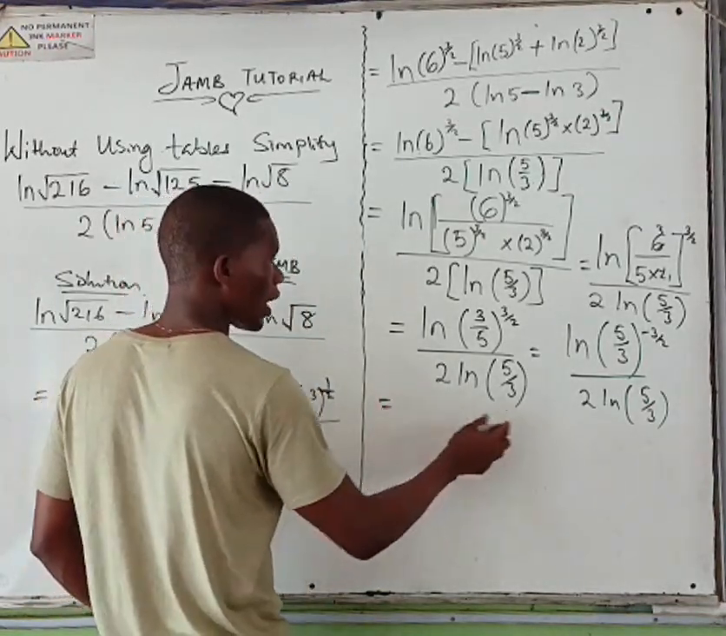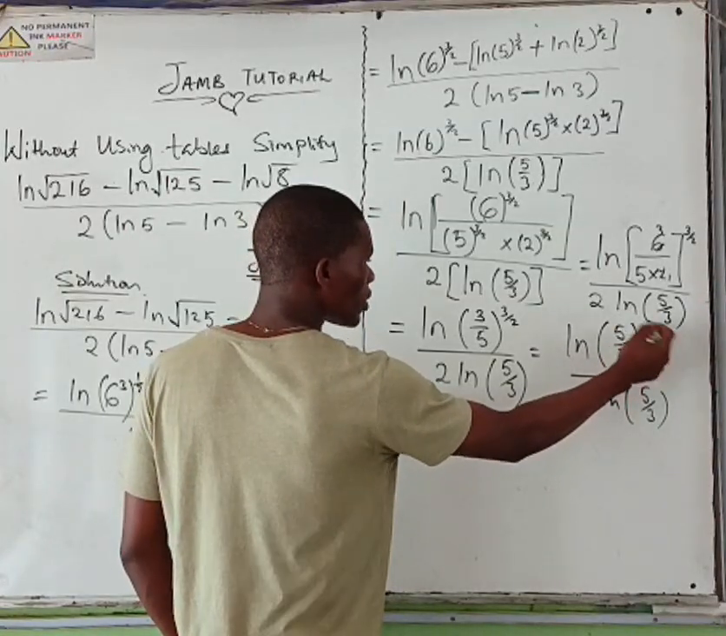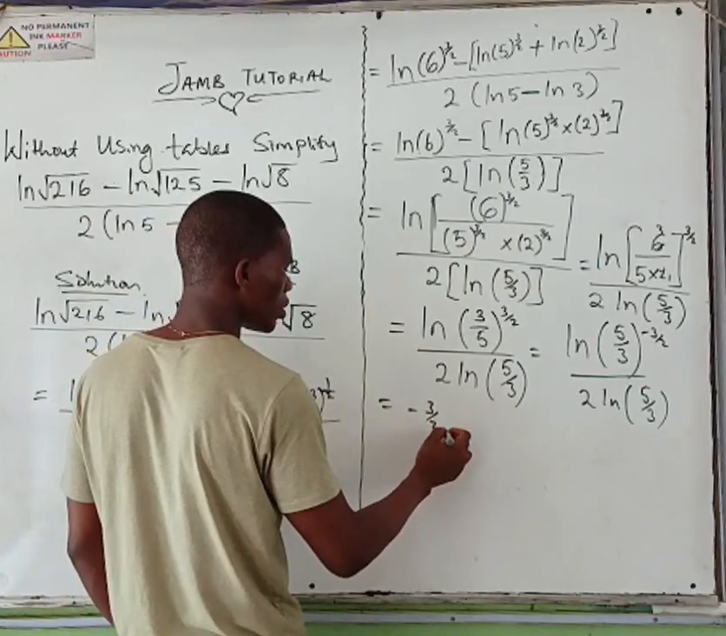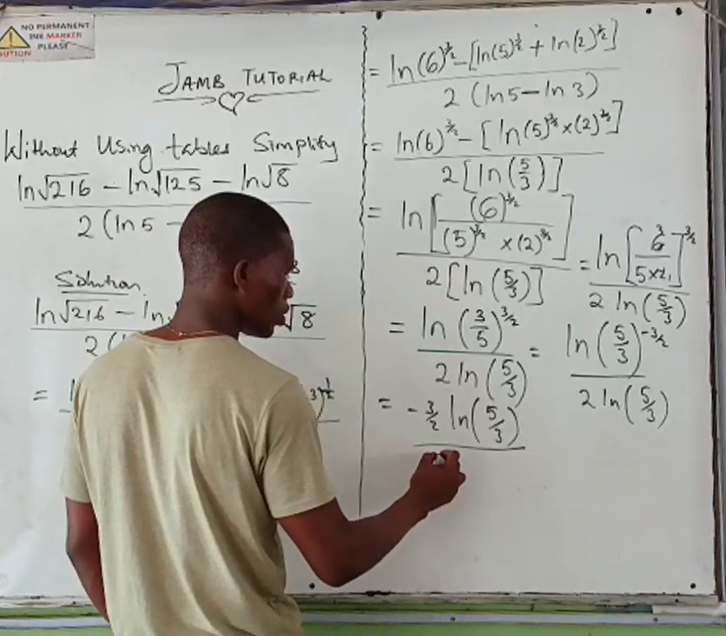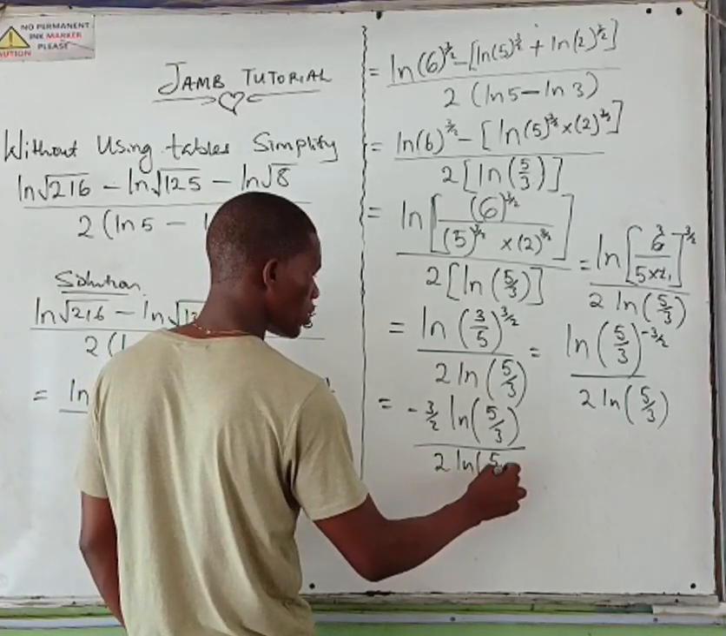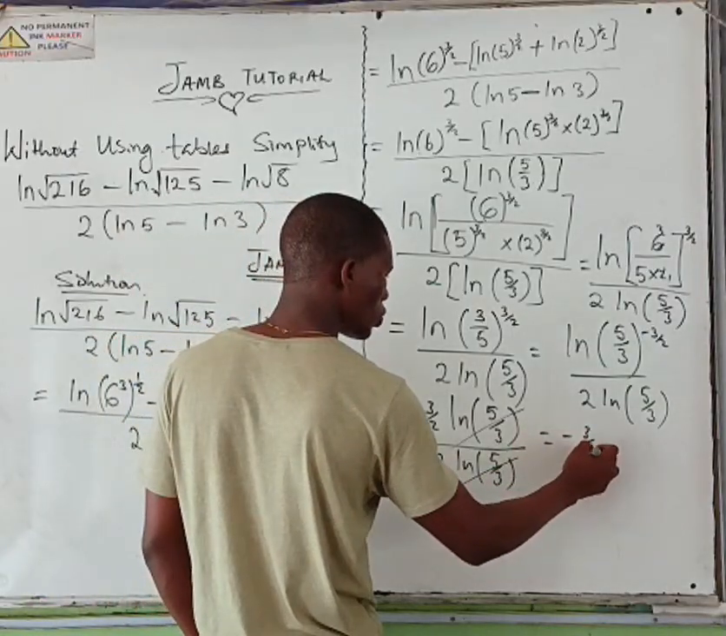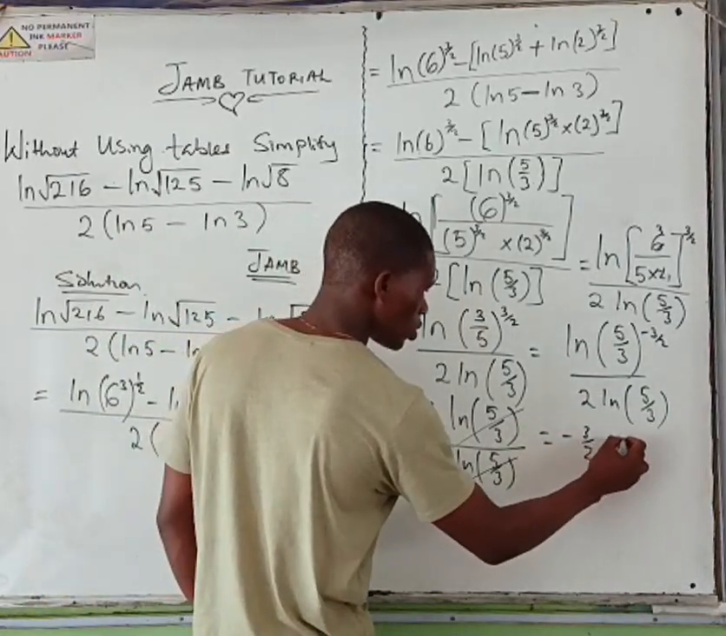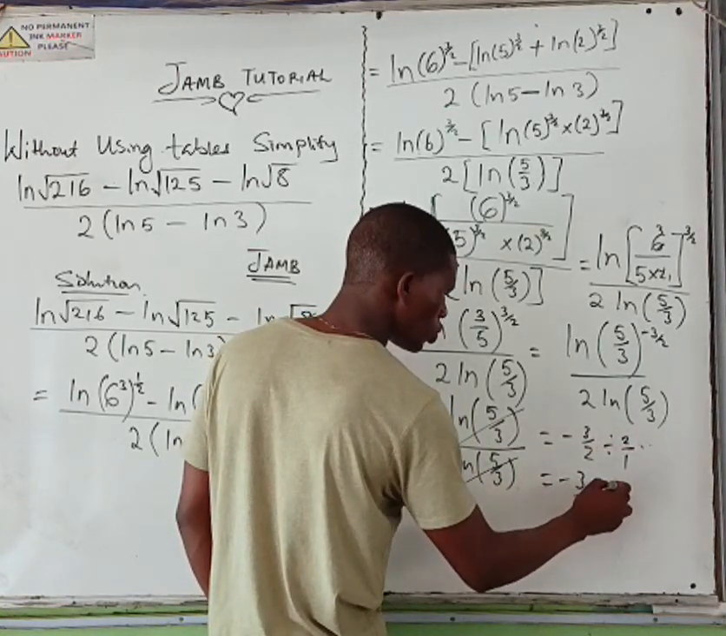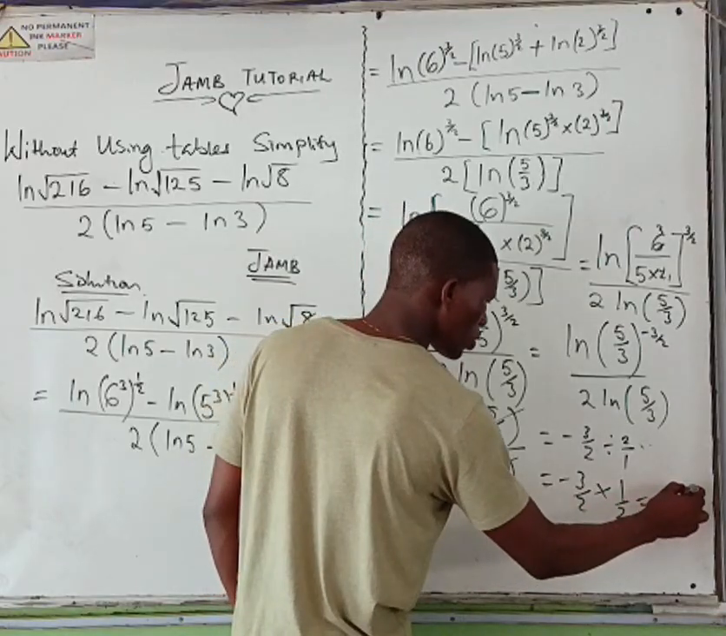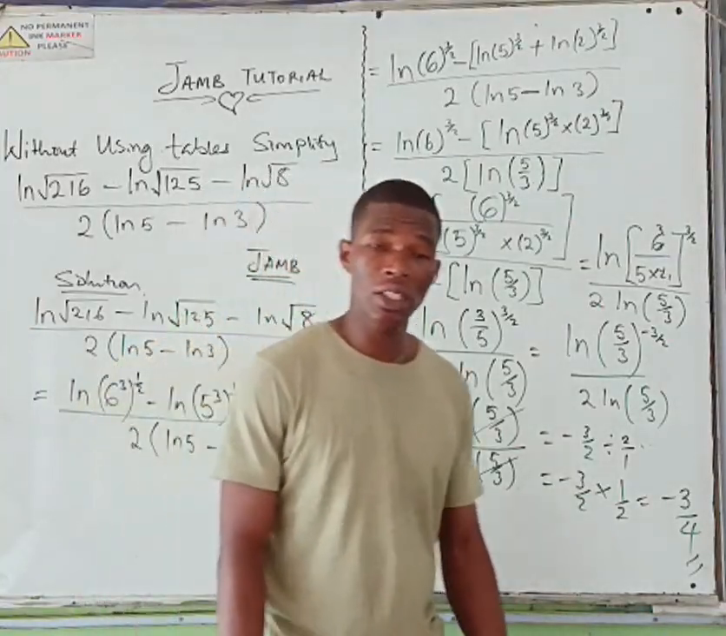So this equals, according to the power law of logarithm, minus 3 over 2 comes down here. Then we have ln of 5 over 3 all over 2 ln 5 over 3. So this cancels this now. We are left with minus 3 over 2, over 2, which means divided by 2. This becomes minus 3 over 2 times 1 over 2, which is minus 3 over 4. Minus 3 over 4 is the answer to the question.